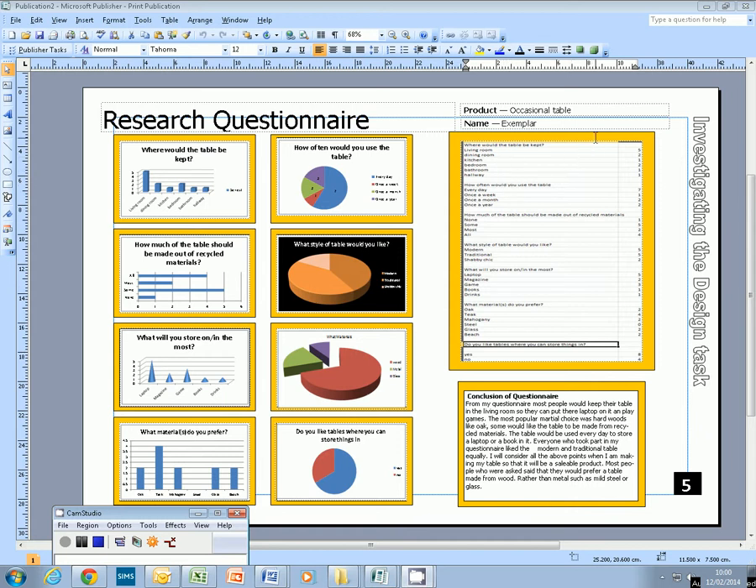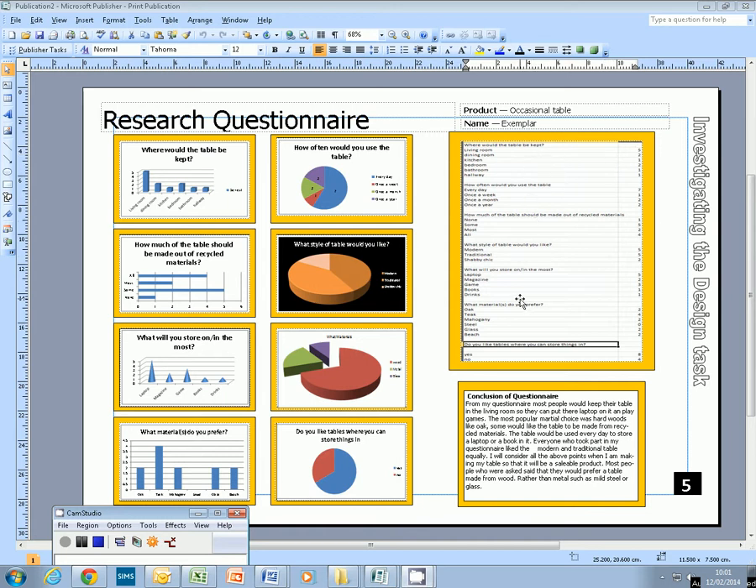The questions here are laid out in a multi-choice style, and this student has also thought to include, so it says, where would you like the table to be kept. So this is for a table, obviously. Living room, dining room, kitchen, bedroom, bathroom, hallway. And then they've actually also included a tally chart, which is the number of responses to each of those.